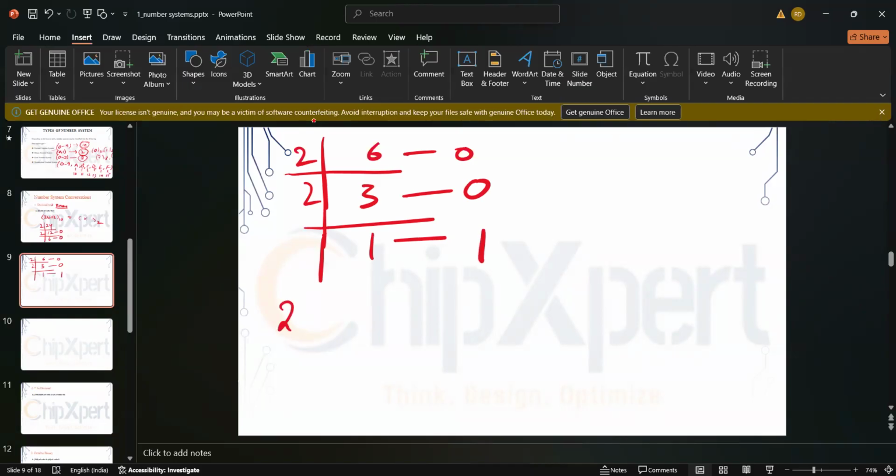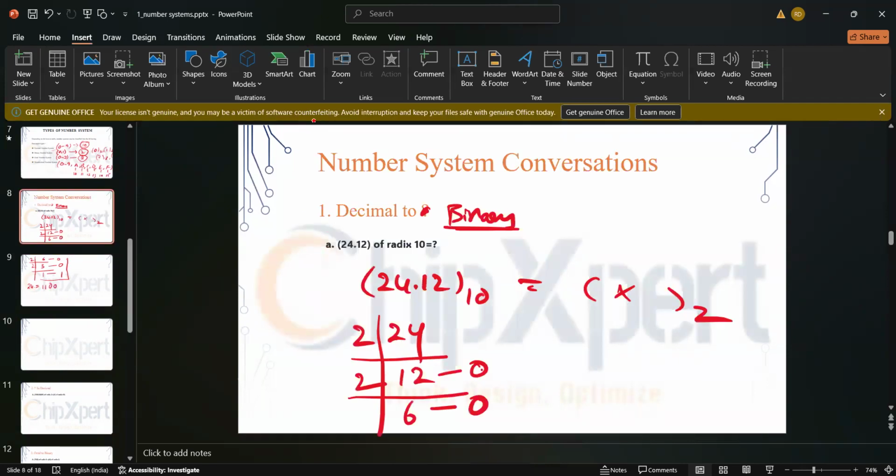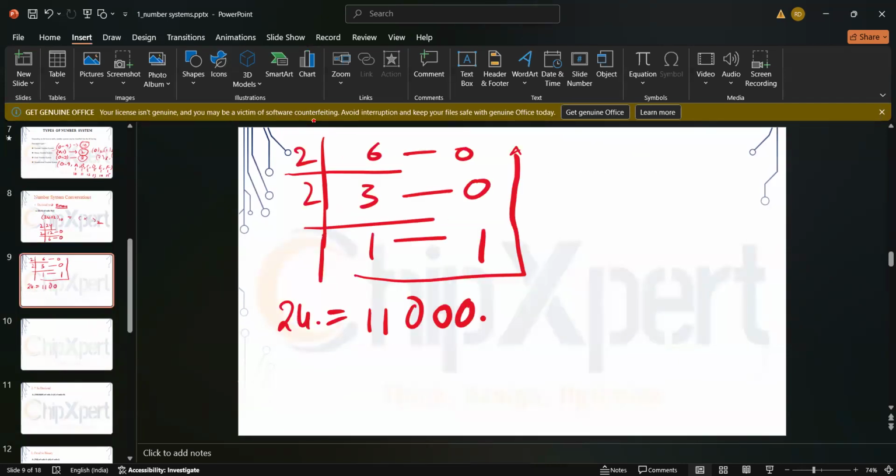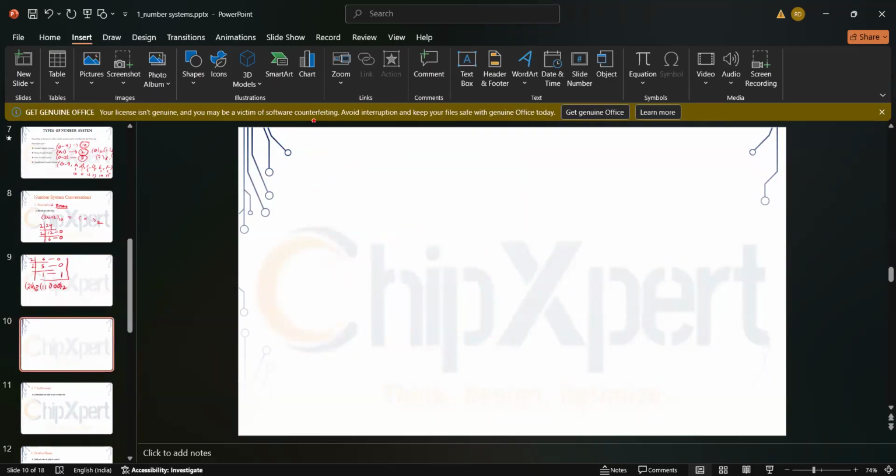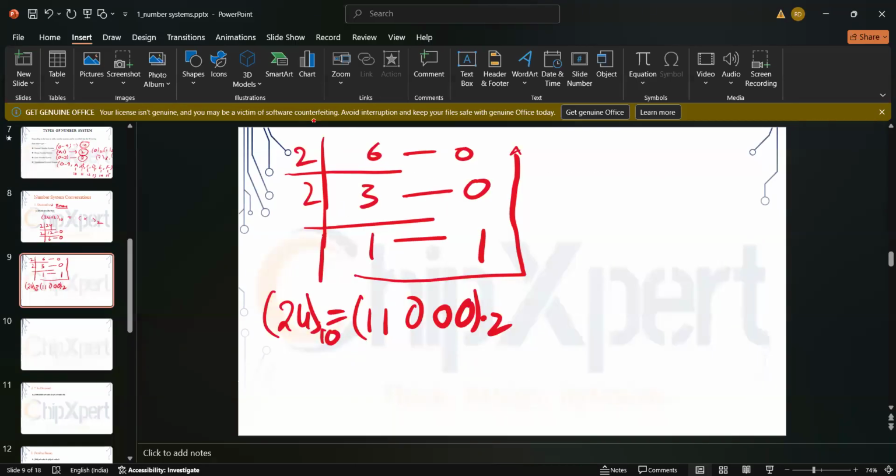To represent 24 in binary, we need to read from bottom to top. So here it is 1, the next value is 1, and then 0, 0, 0. This is the representation of the decimal number 24 in binary format. And I have the fractional part 0.12, right? I need to convert this 0.12 into binary format.